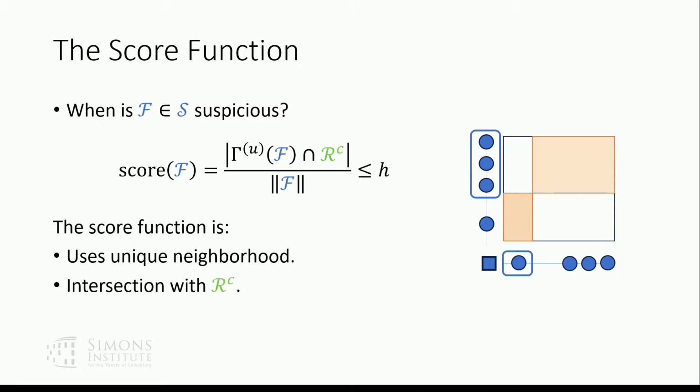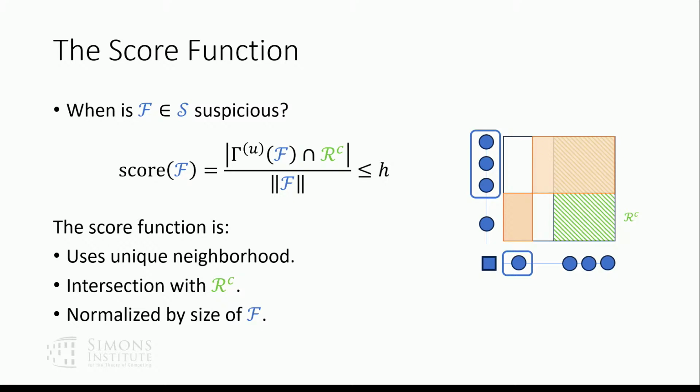We're also doing intersection with the complement of R and not R. So these are the non-suspicious parity checks. We can also write a score with R, it's just going to have a more complicated form. And we normalize by the size of F.